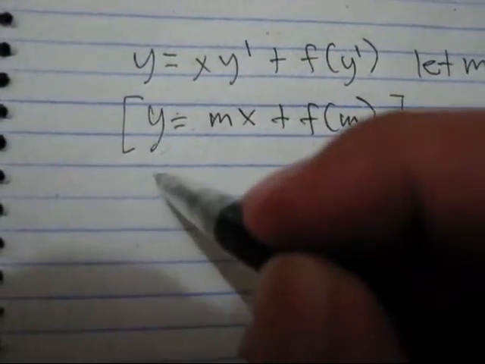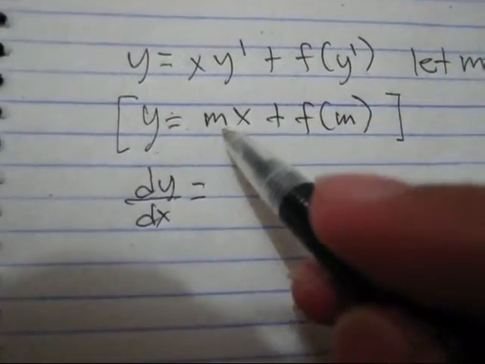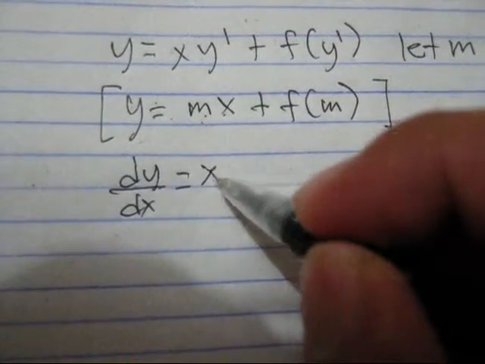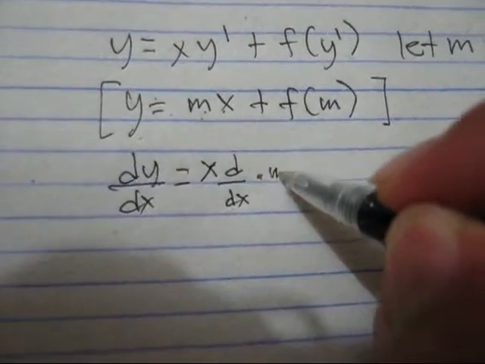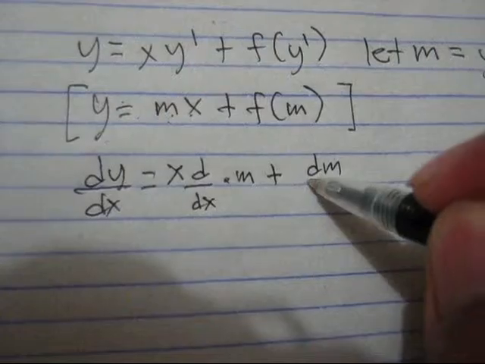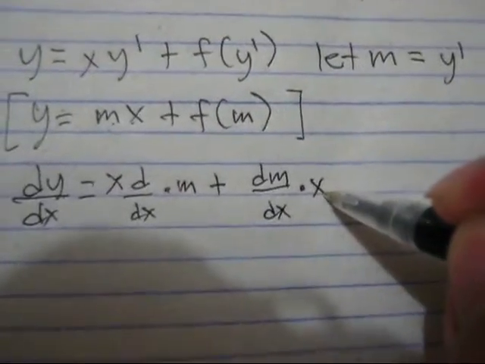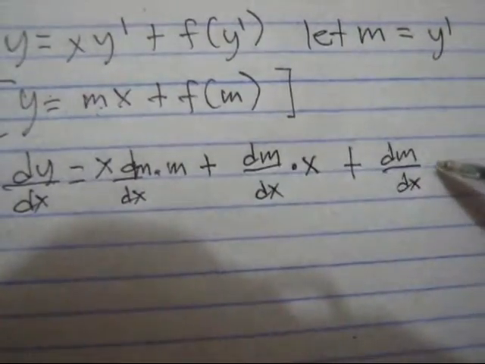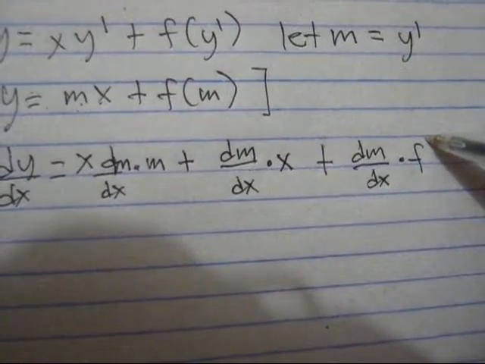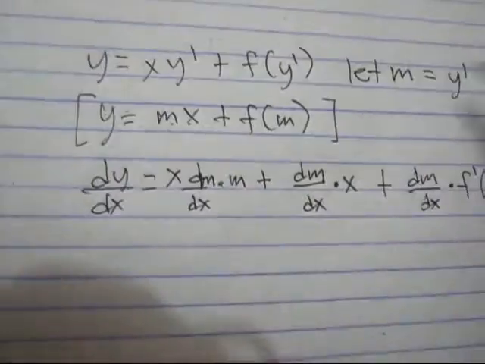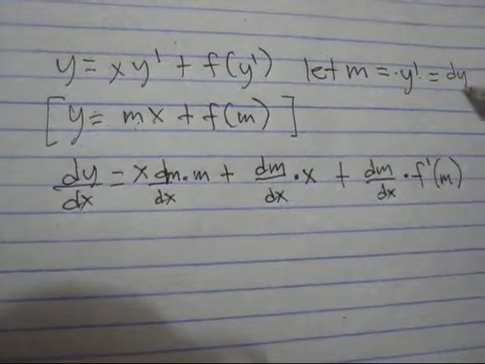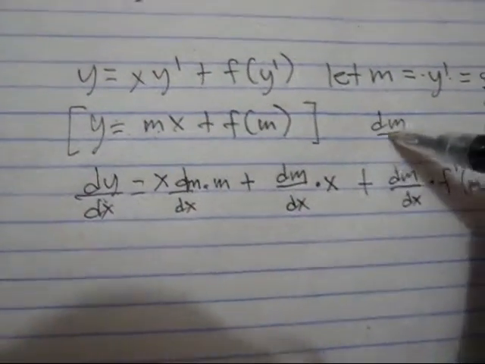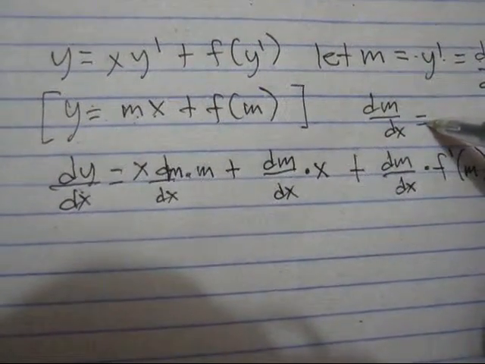First, differentiate the whole equation. Then we will get dy/dx equal to, here we will use the product rule, the derivative of x times m, plus dm/dx times x, plus dm/dx times f'(m). Since m is equal to y', and we know that y' is equal to dy/dx, we can say this is also m, and dm/dx we can also substitute as t.